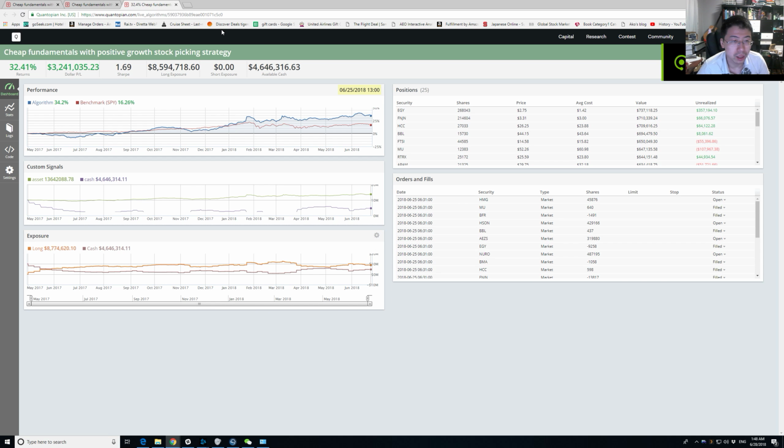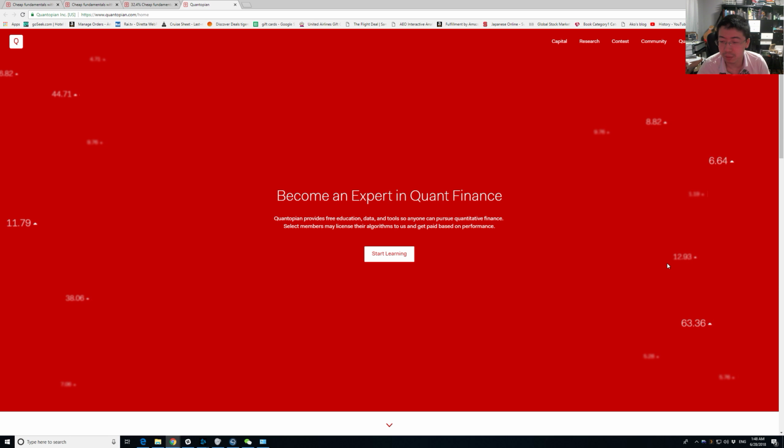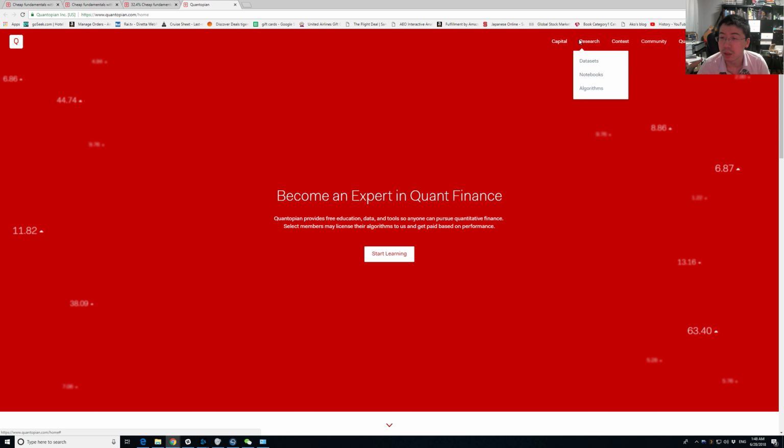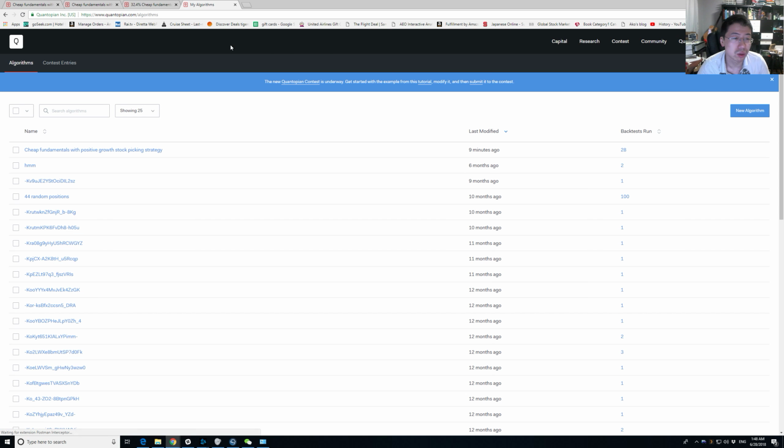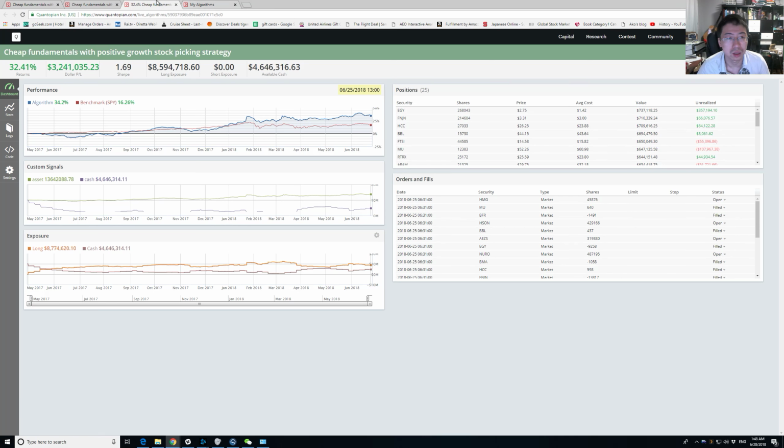So Quantopian is just a website, and if you get on Quantopian, it looks like this. Some very interesting, in terms of UI, there's some random stuff here. The interesting thing is you can write your own algorithms and run backtests with these algorithms, and you can even run paper trading. So it would do a simulator.